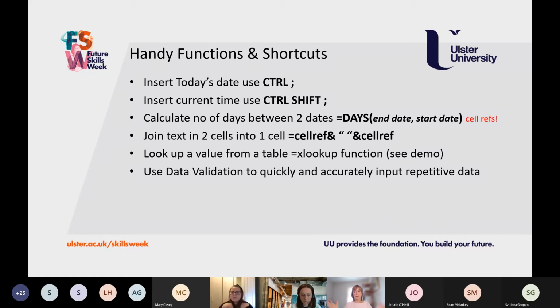To join text from two cells into one cell, it's equals the cell reference where one part of the text is, and then the ampersand symbol. And this is the important bit: if you need a space between the two cell references, you need to put in double quote marks, space bar, double quote marks, ampersand symbol, and then the next cell reference. What that will do is join the text from two different cells into one cell. So it's nearly like undoing what we did yesterday with splitting the text into two columns. We did the lookup function there. Then the other one is data validation, to quickly and accurately input repetitive data.